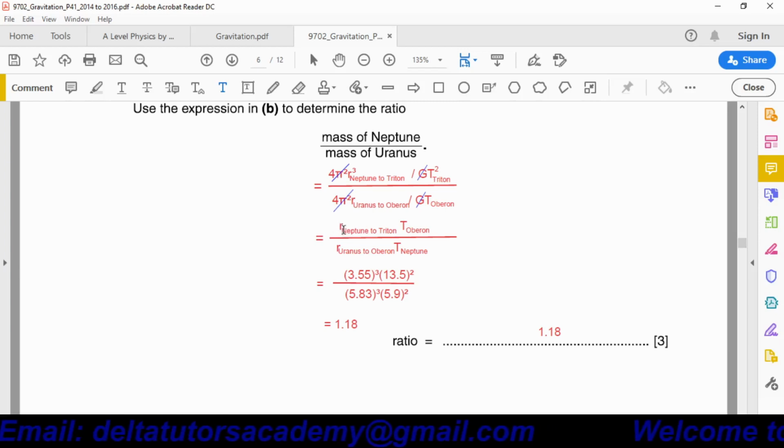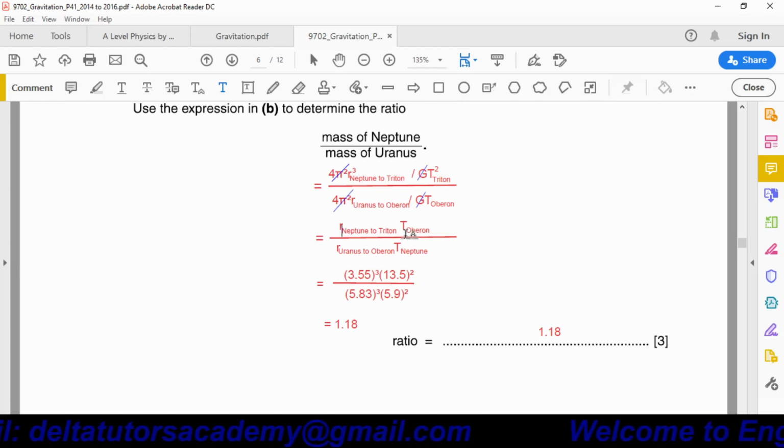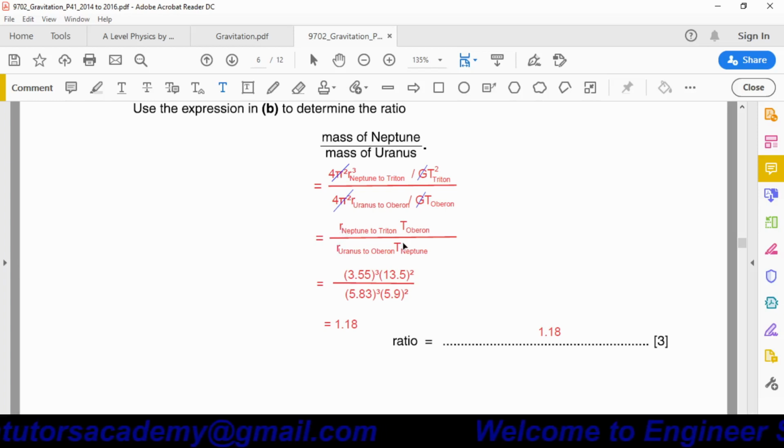This is r cube. This is not r. This is r cube. And this is not t. This is t square. So here we have to take r cube, and here we have to take t square.